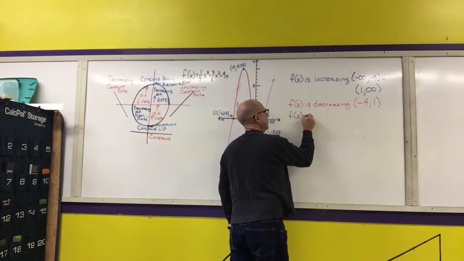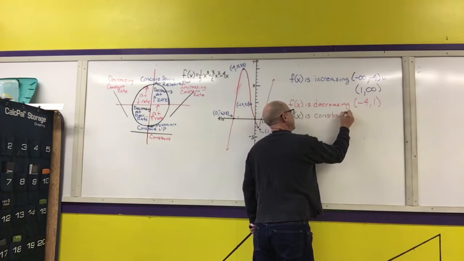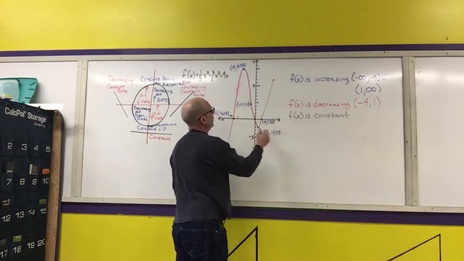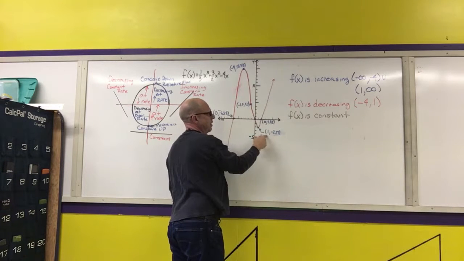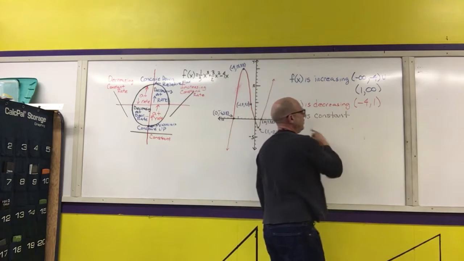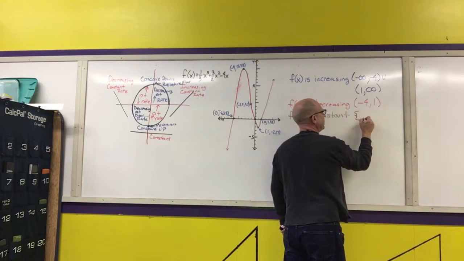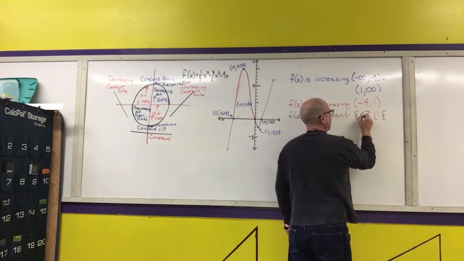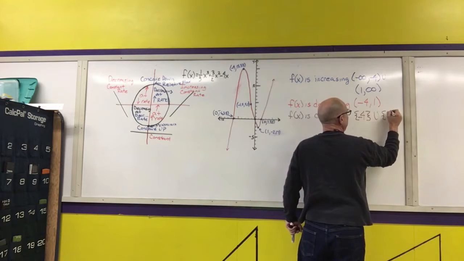F of x is constant. And in this case, they're points, but if I had a horizontal line, I would give an interval. F of x is constant at the point -4, and it is constant at the point 1. Because they are single points, I have to reference them in set brackets. And that was at -4 and at 1.